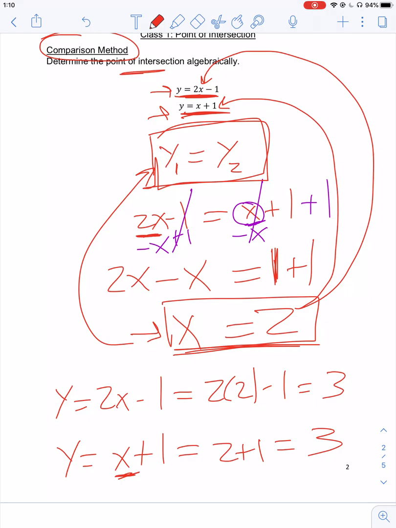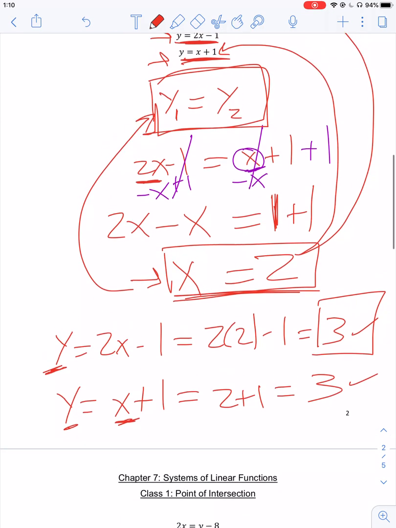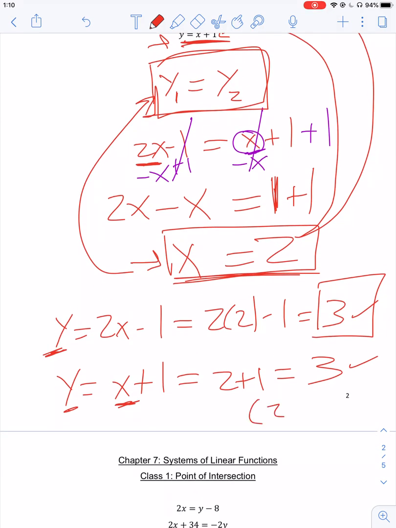But just to be on the safer side, I'm gonna ask you to do that for both your functions, just to see if you're getting the same thing. If you're getting the same thing, that means you've done this correctly. If not, that means you made a mistake. So now I know that my x value is equal to 2 and my y value is actually equal to 3. So your point of intersection is (2, 3).